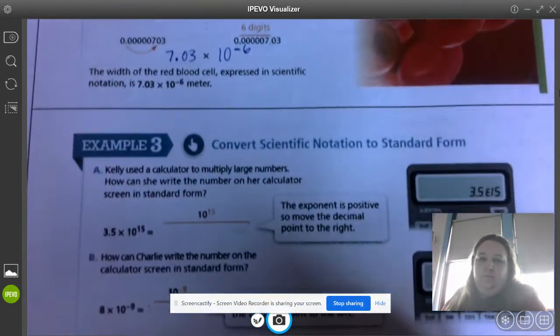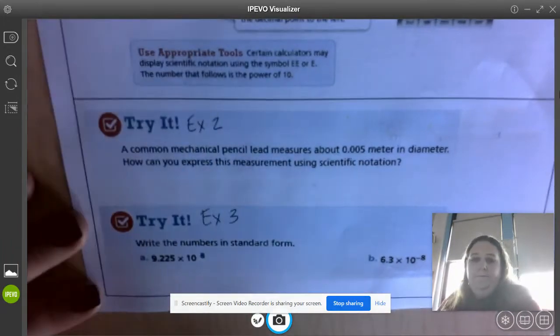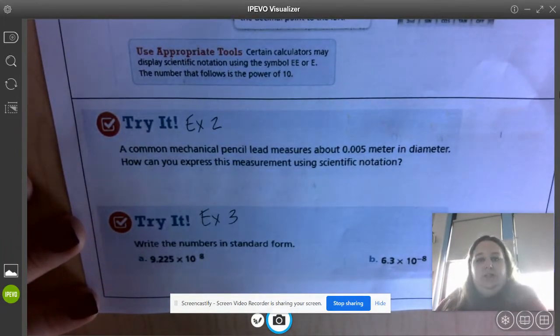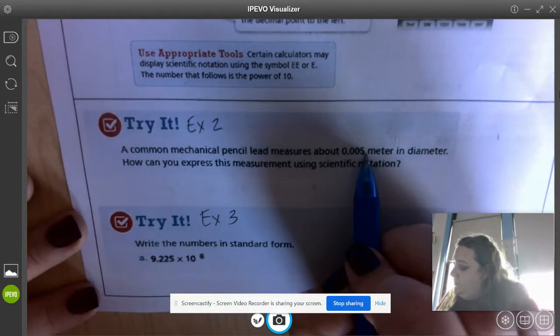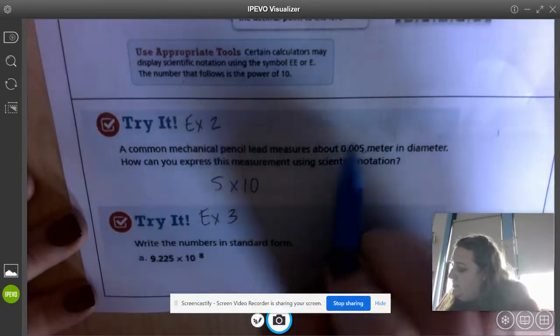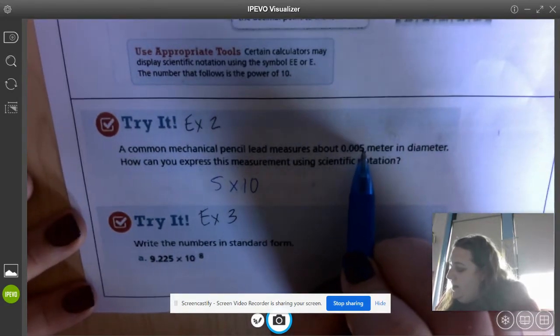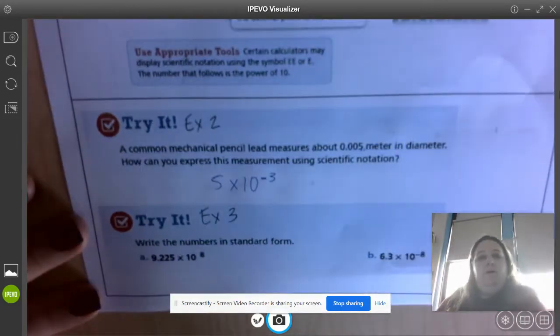You can pause and try example 2 at the bottom, and then come back and check your answer. So the first non-zero digit is 5, so it'd be 5 times 10. Now this is less than 1, and I'd have to move it back 1, 2, 3 spaces, so it would be to the -3 power.